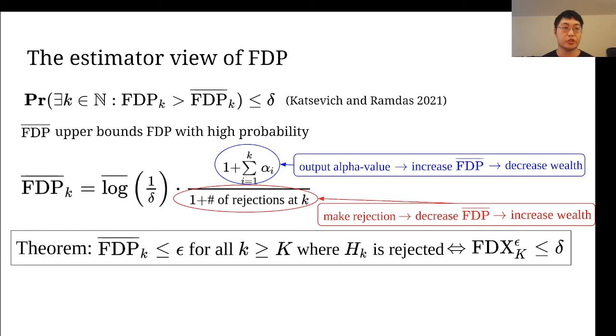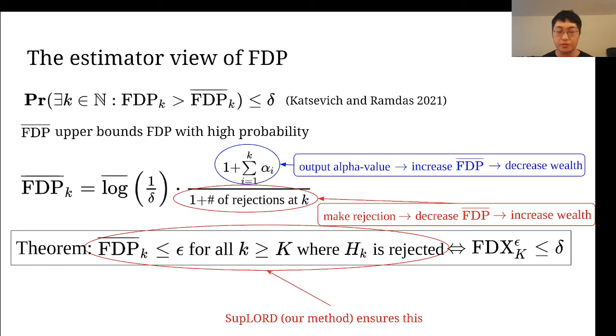And this is the theorem we show: if you keep FTP bar below epsilon at all rejection times after large K, so it doesn't need to be all times, just all the times where we actually reject a hypothesis after large K, this is the same as controlling FDX to be less than or equal to delta, because of the fact that the true FTP only exceeds this estimator FTP with probability less than or equal to delta. So SupLORD simply makes sure that FTP bar is controlled to be under epsilon, just like LORD made sure FTP hat was under L.